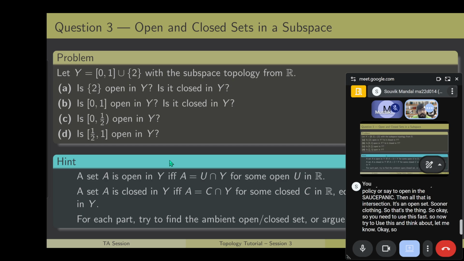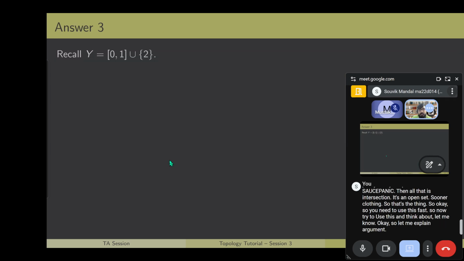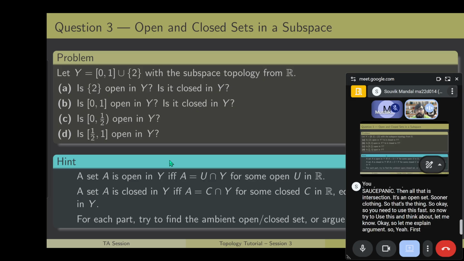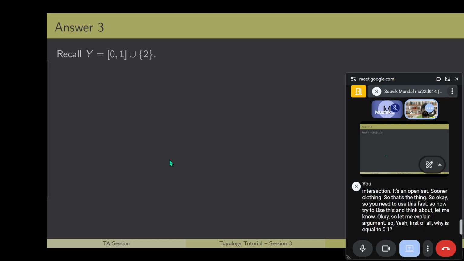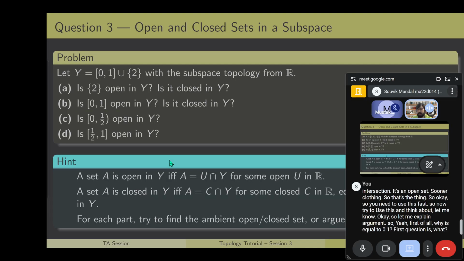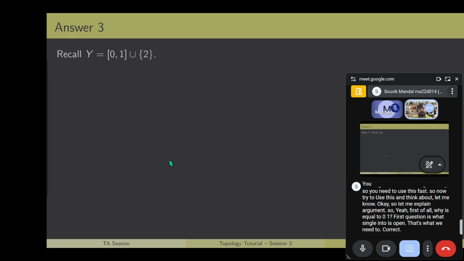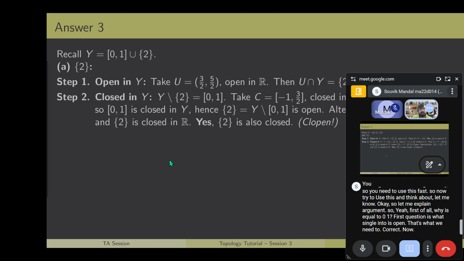Okay, so let me explain the argument. First of all, Y is equal to [0,1] union singleton {2}. The first question is: we need to show that singleton {2} is open, correct? Now, A is singleton {2}, open in Y. So take U equal to (3/2, 5/2), which is open in R, and U intersection Y is {2}, of course. There is nothing problematic.